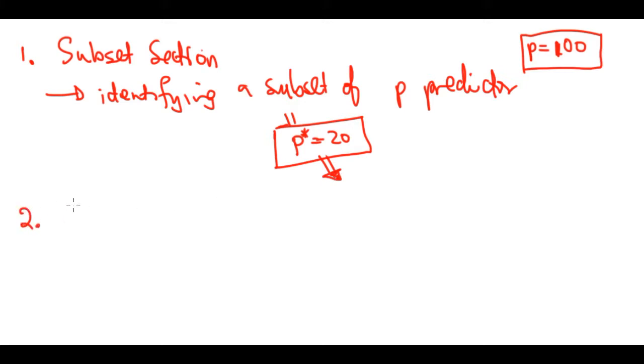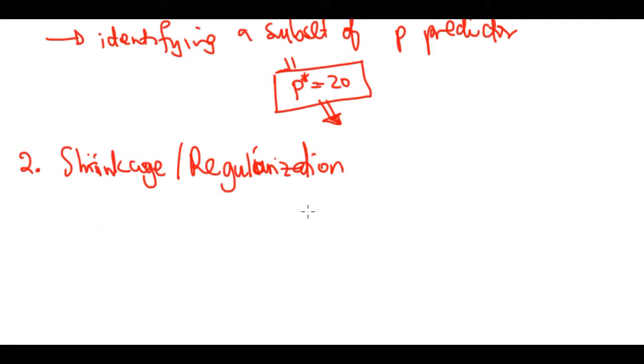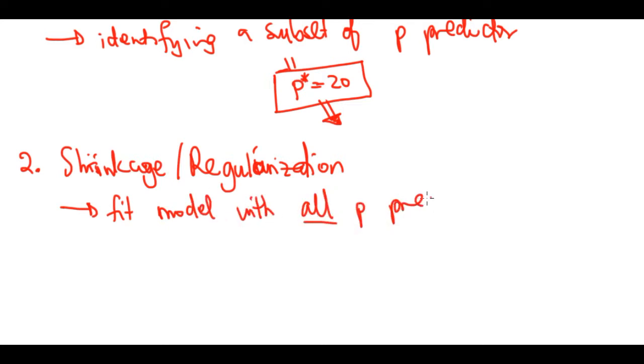The second method is shrinkage. It's called shrinkage or regularization. I think that is the spelling, if I'm not mistaken. English is not my first language, so if I'm spelling this wrong, please forgive me. So regularization, right, or shrinkage. So this basically means we fit a model with all P predictors, all of them. If there are 100, we fit the model with all 100 predictors. That's what we do, right?